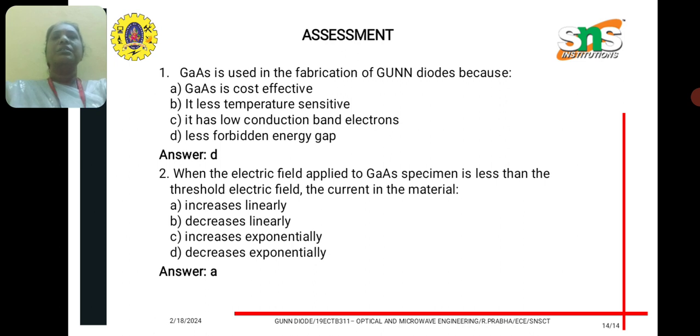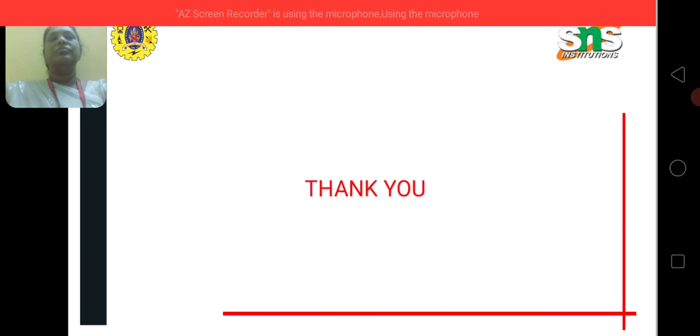First question: gallium arsenide is used in the fabrication of the Gunn diode because of the answer D, less forbidden energy gap. When the electric field applied to a gallium arsenide specimen is less than the threshold electric field, the current in the material increases linearly. Thank you.